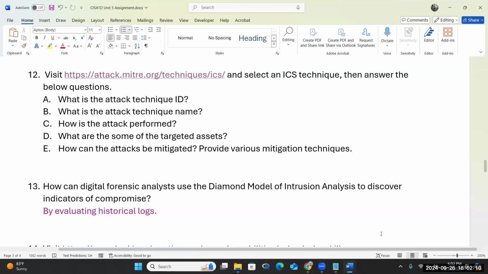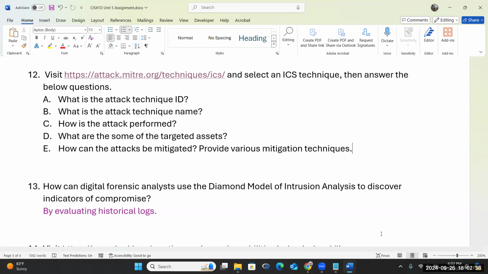Then the notes bring you to models, attack models, or what they call intrusion analysis models. There are quite a few types of models out there, but the Diamond Model for intrusion analysis is really used by forensic analysts, right? And forensics is also used for incident response.